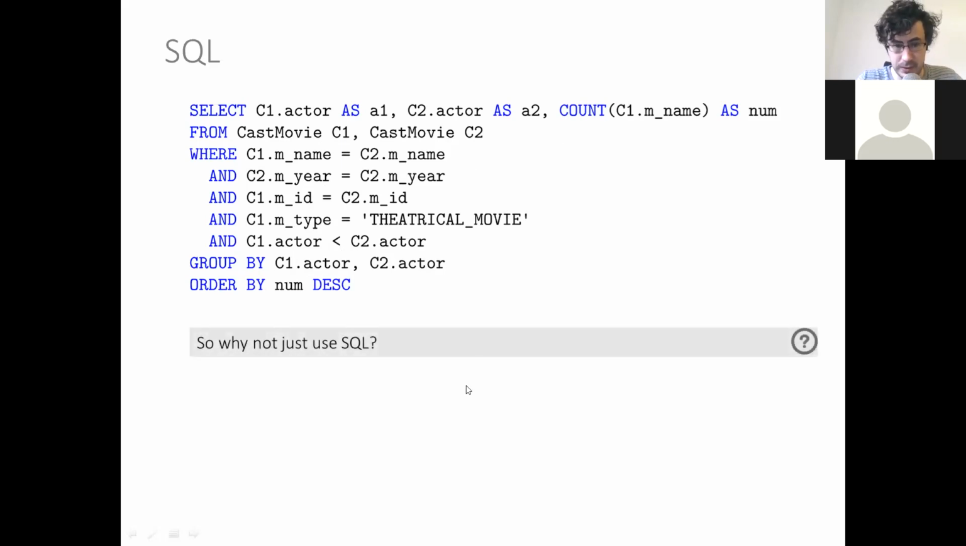So why don't we just use SQL? Why am I torturing you by asking you to code Hadoop jobs? Would it work okay if we were to load the data into Postgres and run the SQL query? So why not use SQL?